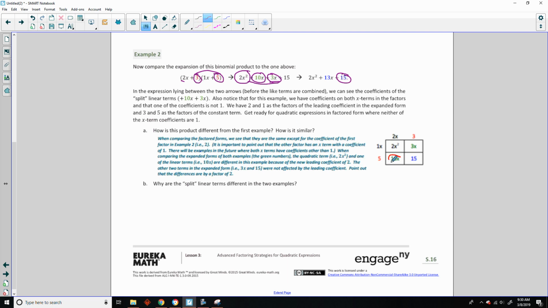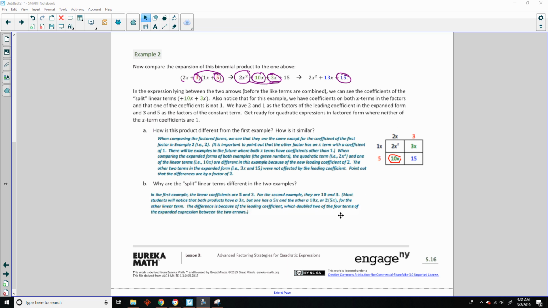That's what they're saying. B says, why are the split linear terms different in the two examples? Okay, so in the first example, the linear coefficients are 5 and 3. For the second example, they are 10 and 3. Most students will notice that both products have a 3x, but one has a 5x and the other has a 10x. So that's what I was saying. The only change was that one linear term, or the 2 times 5x for the other linear term. The difference is because the leading coefficient doubled 2 of the 4 terms of the expanded expression between the arrows. So this 2 doubled this, and it doubled this.